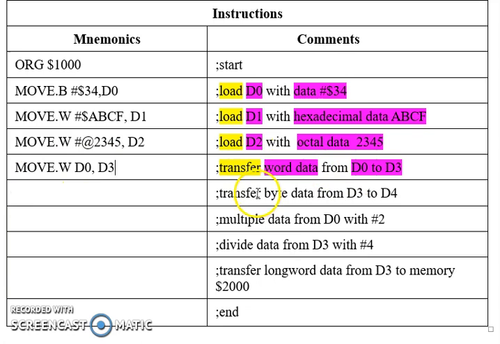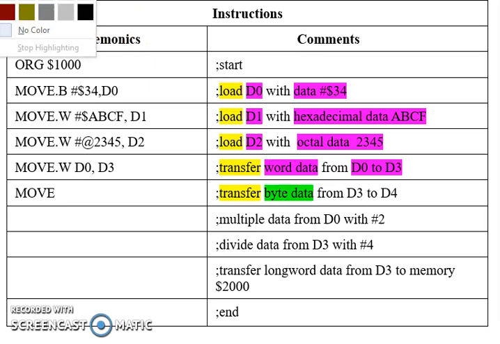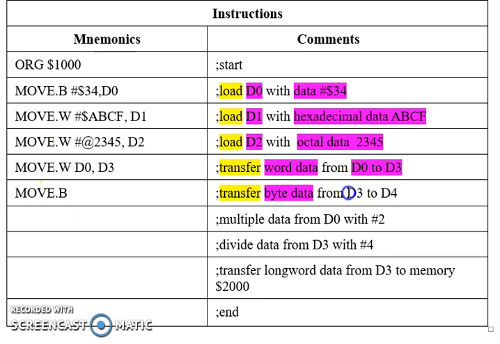Go to the 6th one. Transfer. Again, we're going to use the mnemonic code move. Byte data. Just now for word data we used .w, so for byte data we should use .b. From D3 to D4. Again, we clearly know which one is our source and which one is our destination. Our source is D3 and our destination is D4. So write D3 first and then continue with D4. So we complete the 6th line.